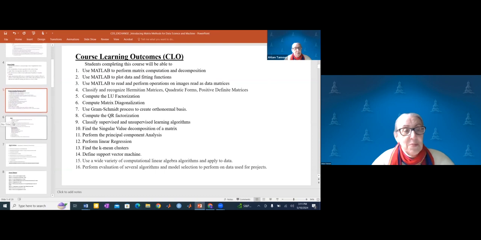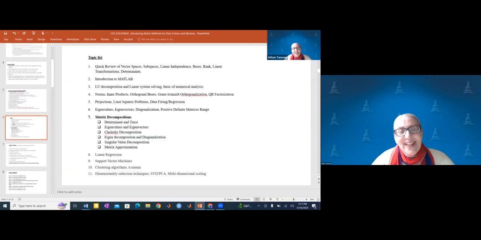I'm always worried about running out of time. As I said, I am in love with matrix decomposition. I would like maybe, if I have time, to talk a little bit about clustering algorithms, support vector machine, and maybe more about dimensionality reduction techniques, singular value decomposition, and principal component analysis.